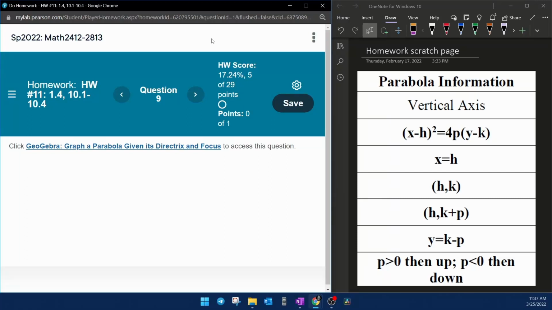All right, here we go. Question number 9 from our Precalculus homework number 11 in MyLab Math. We have another GeoGebra problem, and it looks like we have now moved on to parabolas. They want us to graph a parabola given its directrix and focus. We're going to need to click the link to open the GeoGebra window.